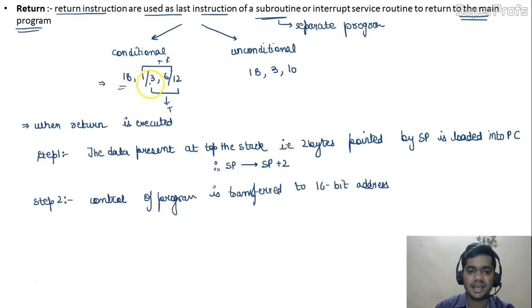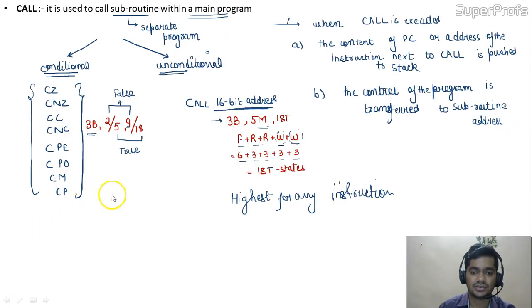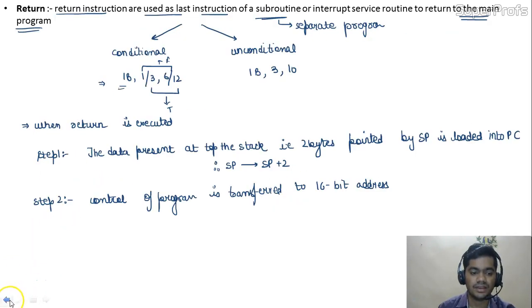Why 3 machine cycles? Because in the previous instruction, that is call, we transferred the address of the instruction next to the call to the stack. To retrieve that address from the stack and load it again to the program counter, there is a requirement of 2 read operations. That's why for the true condition, or the unconditional operation, there is a requirement of 3 machine cycles, or we can say 12 T states.